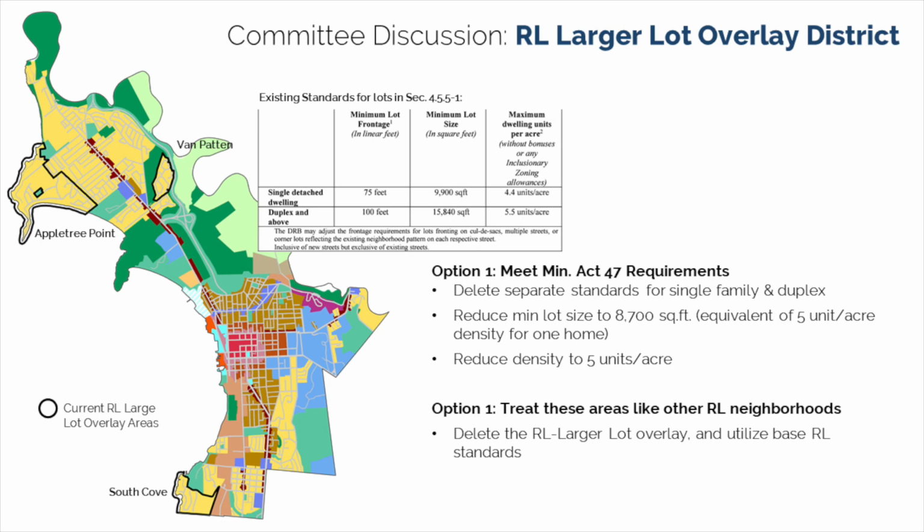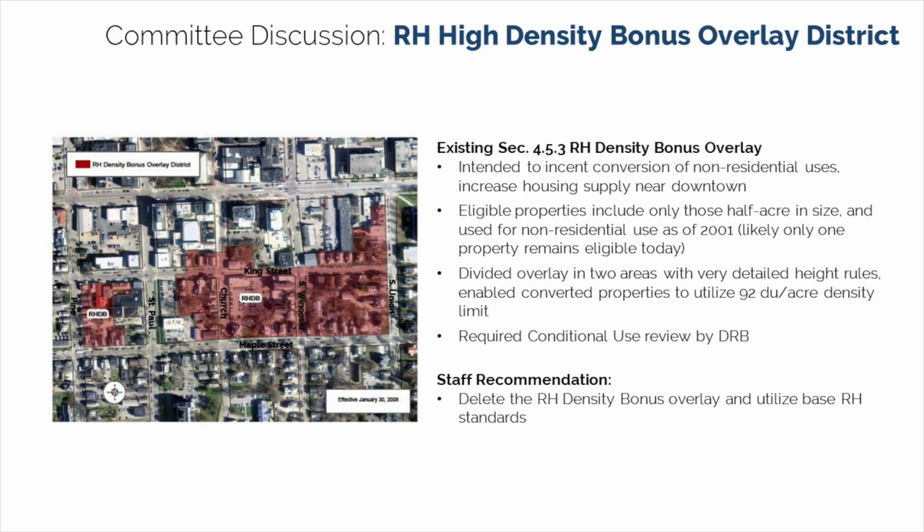This density limit causes the overlay district to fall out of compliance with Act 47 that established that the density limits regulated by municipalities be no lower than 5 units per acre. When presented with options to either adjust standards to meet the minimum Act 47 requirements or to treat these areas like other residential low neighborhoods, the Joint Committee decided to eliminate the large lot overlay district in favor of utilizing base residential low standards. The final change to Article 4 zoning maps and districts is the recommendation to eliminate the RH High Density Bonus Overlay District, which today has no remaining utility, in favor of utilizing base RH standards.